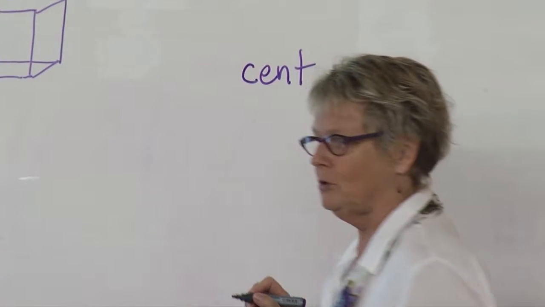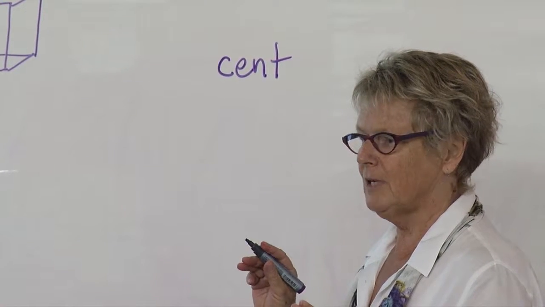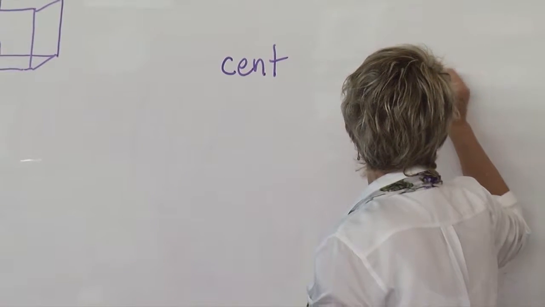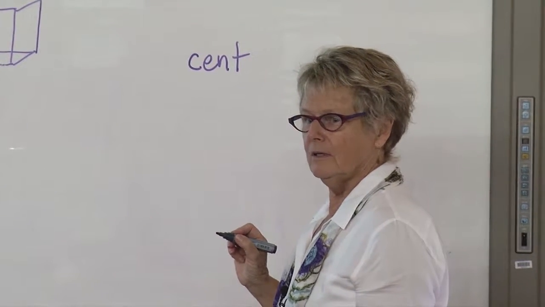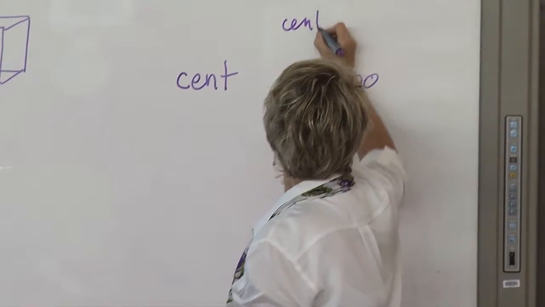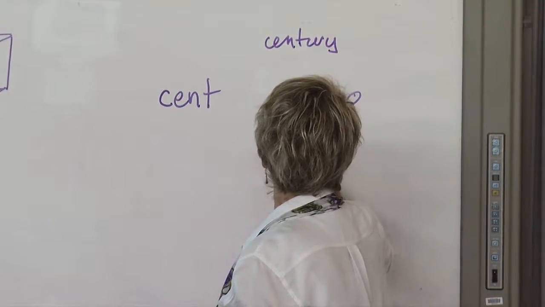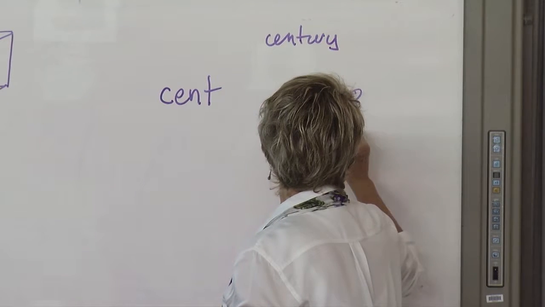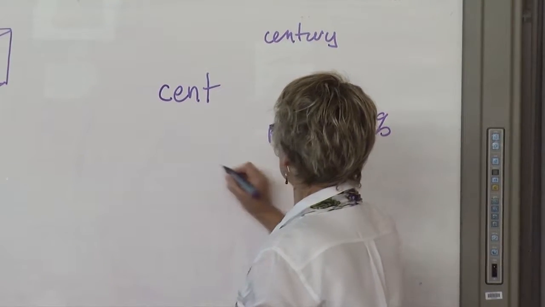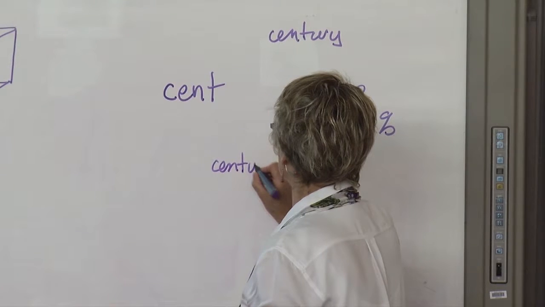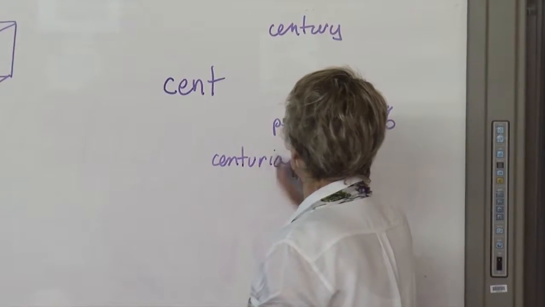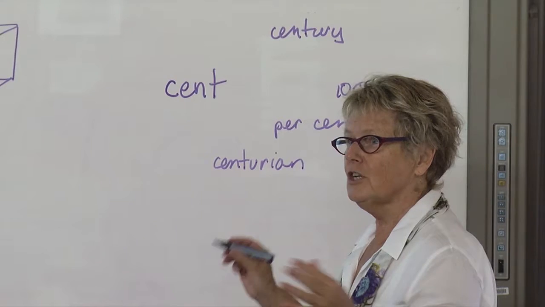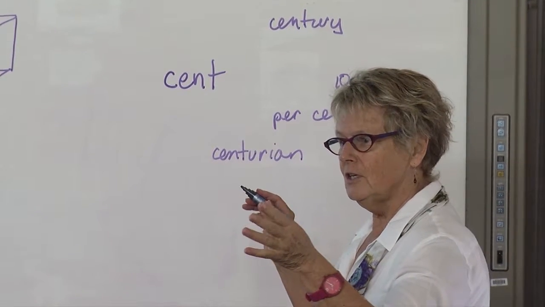One way to do this is to conduct a group brainstorm of all the words they can think of that use these common prefixes. Cent, for example. It means 100. Where else do we see it? Century. Percent. Centurion, which means what? In charge of 100 souls. Yeah, they're one of the 100 soldiers, or they're in charge of the 100 soldiers.